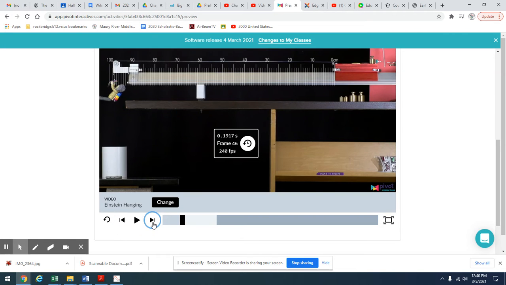Either one of those frames would probably do okay. I'm going to take that one. I can definitely see that it's been cut.